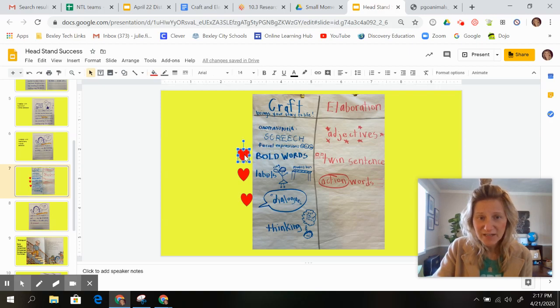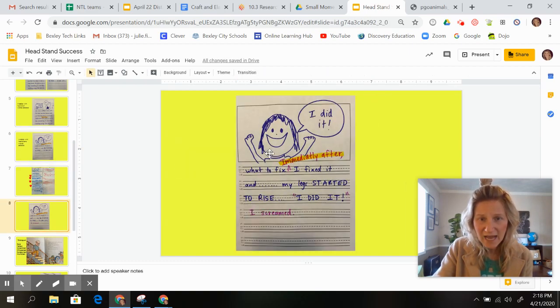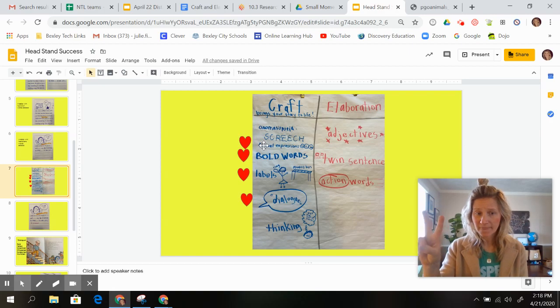And did you notice my facial expression? Do you notice what I showed on this page? You can 100% tell the way that I am feeling because of that huge smile. So I have a happy facial expression. So I can put a star by facial expression. So I've got dialogue, labels, bold words, and facial expressions. Wow. I've got 4. How many do I need to have? Just 2. But I'm in pretty good shape on the craft side.